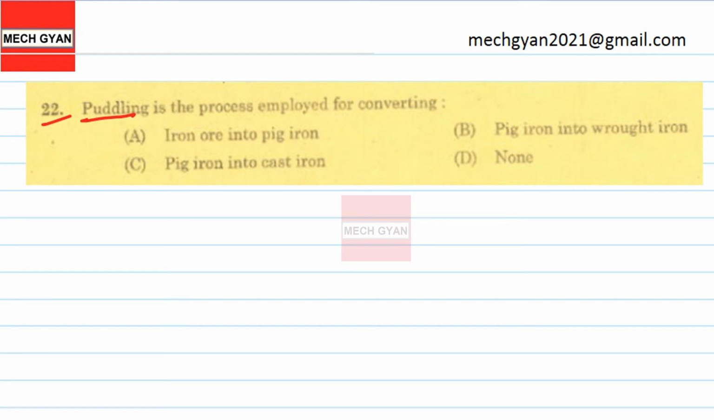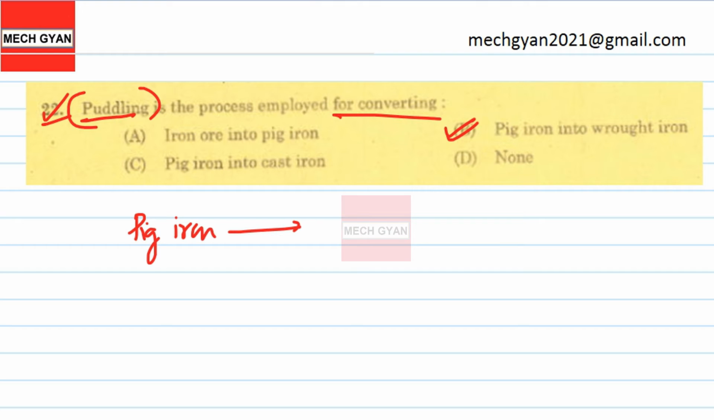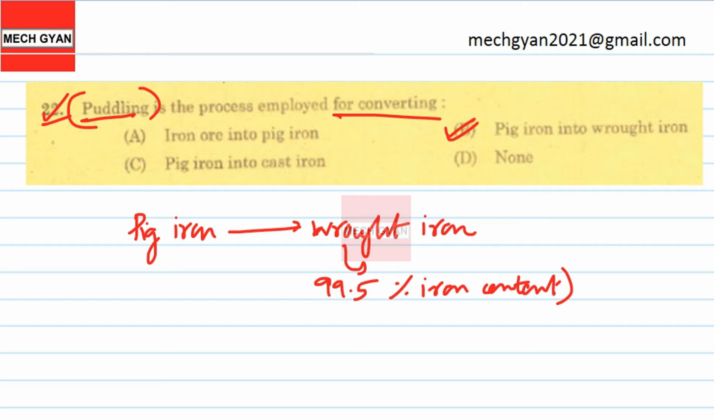Question number 22. Puddling is the process employed for converting pig iron to wrought iron. Option B is the right answer. Now this wrought iron has 99.5% iron content present. It's a very pure iron. So 22 option is B. Pig iron to wrought iron is converted using the process called puddling.